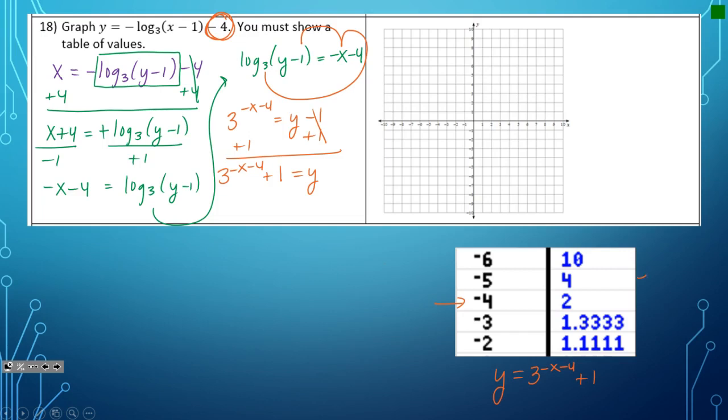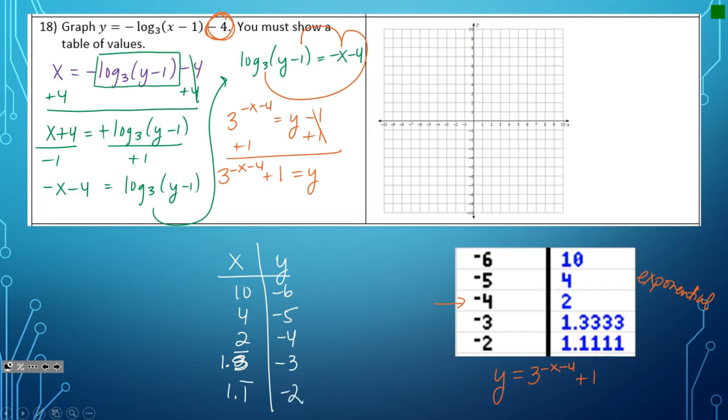This is my exponential table, which is not what I want to graph. I want to graph a log table. So what I'm going to do now is take these points that are printed on here and flip them. So I'm going to have 10, negative 6; 4, negative 5; 2, negative 4; oops, this should be 1.3 repeating, negative 3; and then 1.1 repeating, negative 2. So these are the points that I want to actually graph.